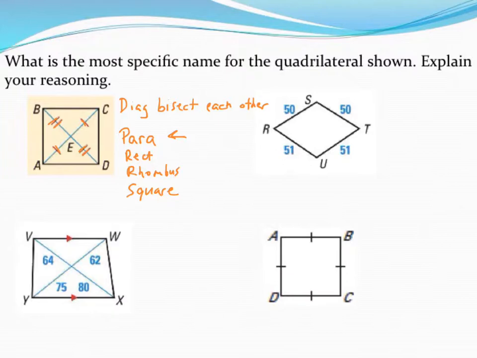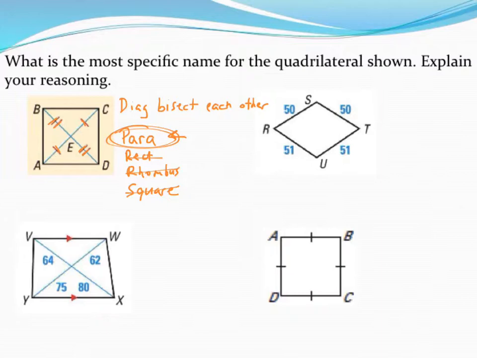However, if I can prove something else, I could try to be more specific and get a rectangle, rhombus, or square. Unfortunately, there's nothing else in this diagram. I don't know for sure that those are right angles. They certainly look like they might be, but just because they look like it doesn't prove it. I don't know if the sides are all the same length, so I can eliminate those as options. My default name is going to be a parallelogram. That's the most specific name that I could give this figure.